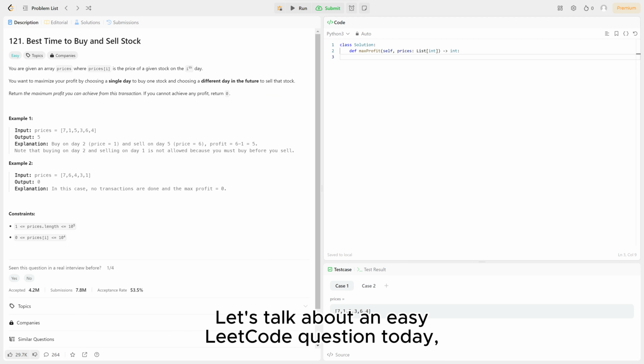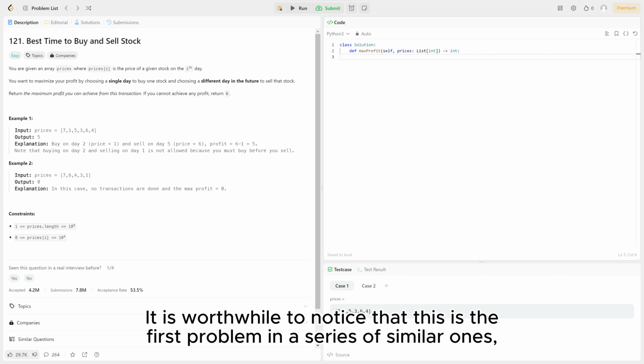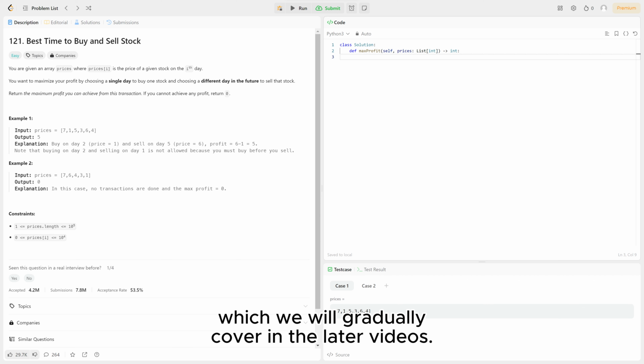Let's talk about an easy LeetCode question today called best time to buy and sell stock. It is worthwhile to notice that this is the first problem in a series of similar ones, which we will gradually cover in the later videos.